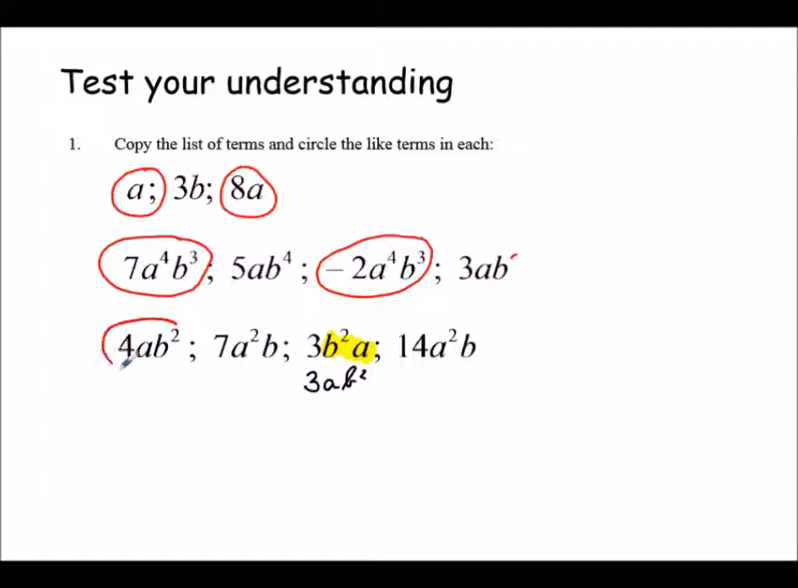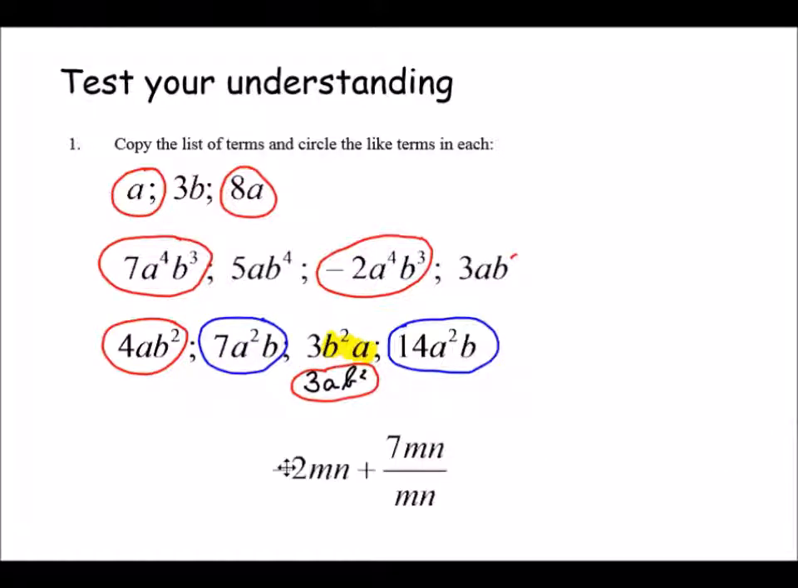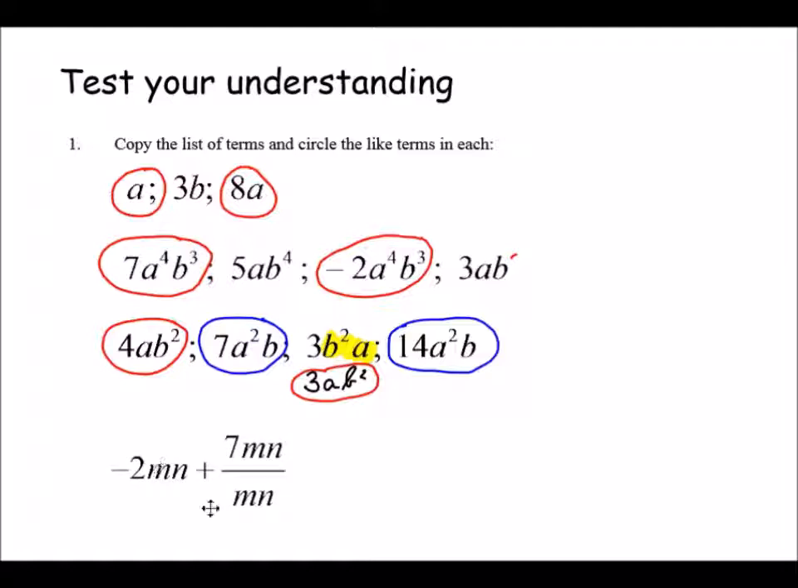So 4ab squared and 3ab squared are like terms. Now I look at the other two terms. A squared b, a squared b. So these are also like terms. But they are different like terms and therefore we circle in a different color. Let's look at the last expression.